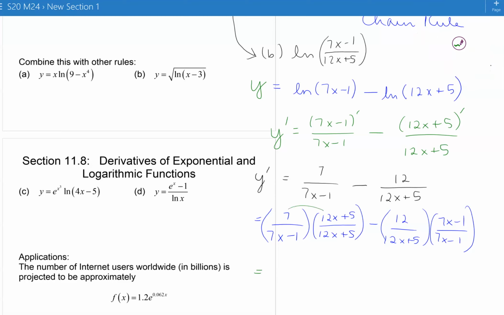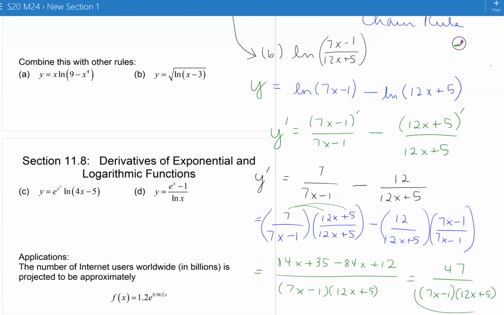So we're going to get 84x plus 35 minus 84x plus 12 over 7x minus 1 times 12x plus 5. That worked out nicely, because we end up with 47 over 7x minus 1 times 12x plus 5. So that's our derivative.